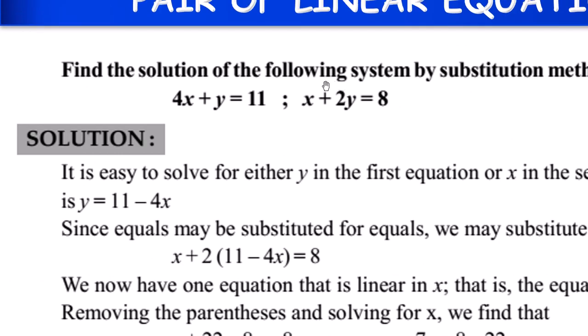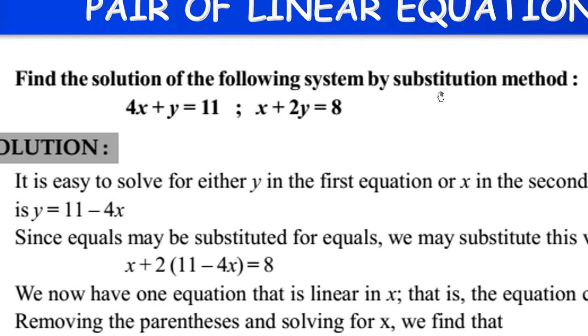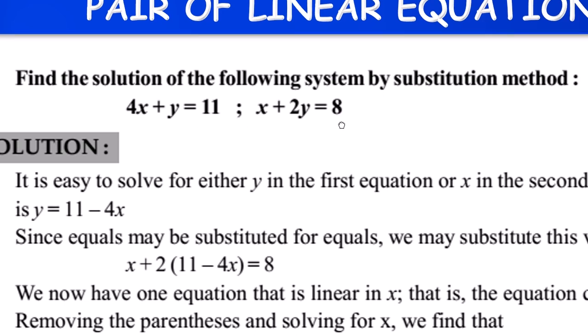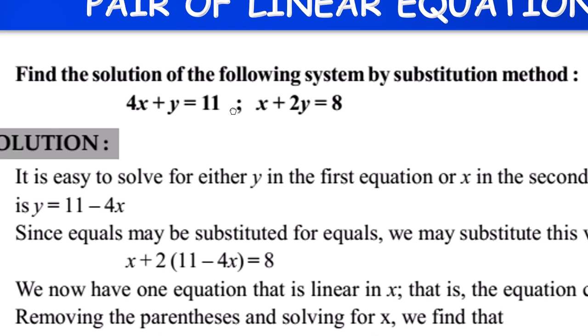Find the solution of the following system by the substitution method. 4x plus y equal to 11, x plus 2y equal to 8. We have two equations. So from the first equation, let's isolate y. This 4x will go that side, minus 4x. So y equal to 11 minus 4x. Then we will substitute this value in the second equation in the place of y. x plus 2 into, in the place of y, we will keep 11 minus 4x. So x plus 2 into (11 minus 4x) equal to 8.